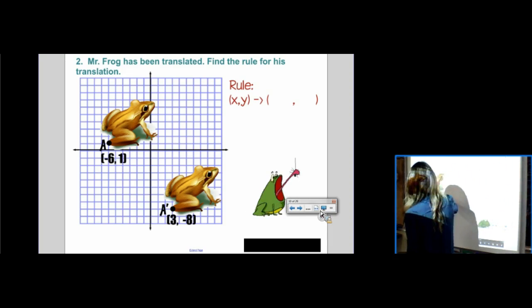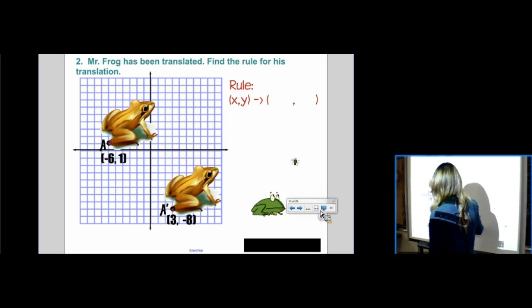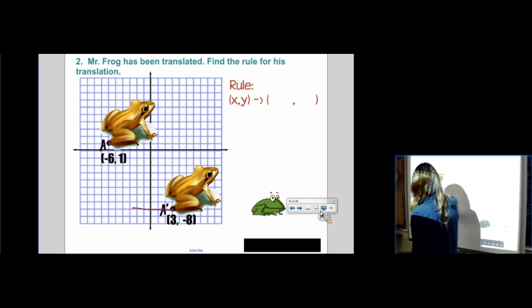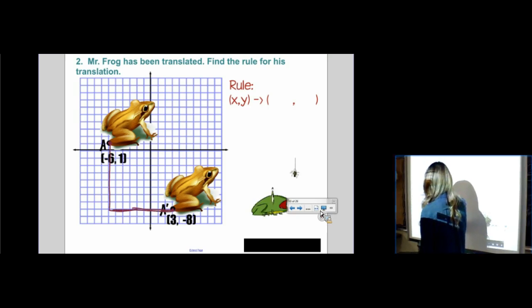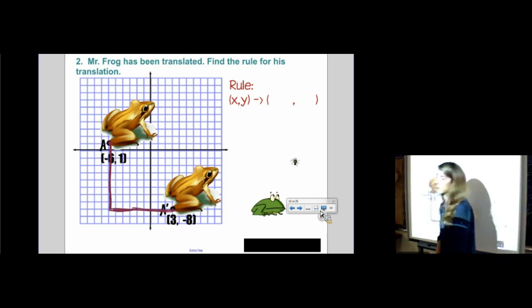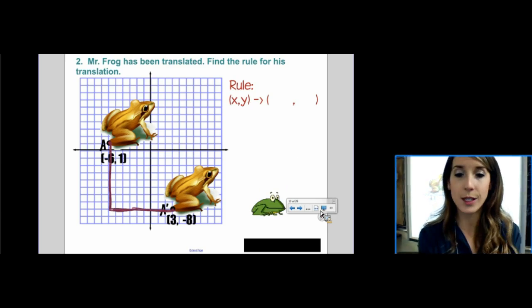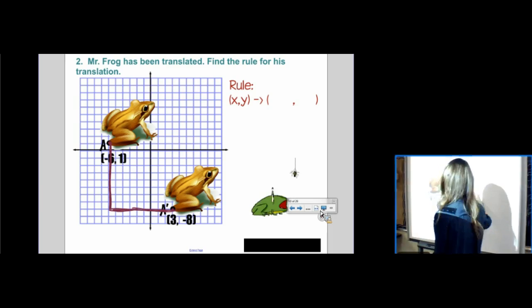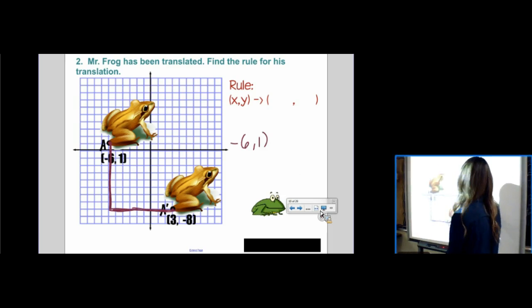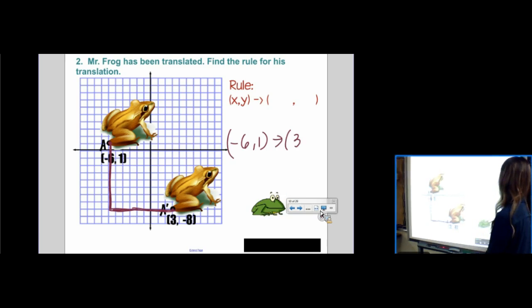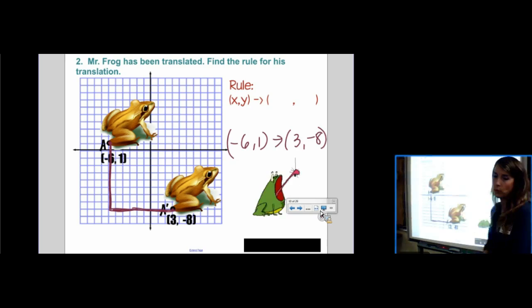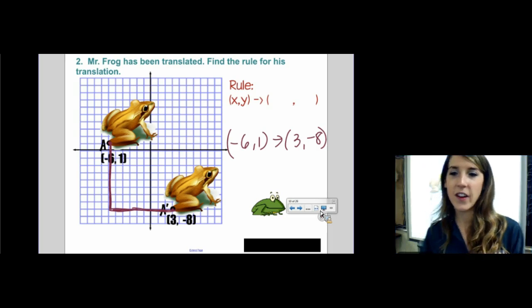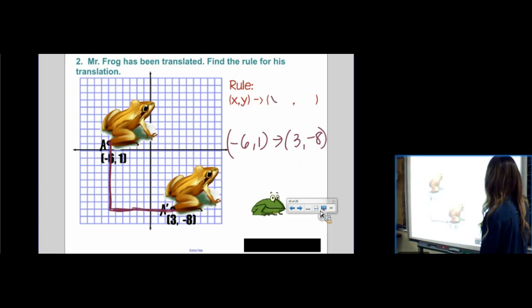We want to know what was the path taken? How did A get to A prime? What was the path taken and how far was it? And we don't need to use the screen. You don't have to count the boxes. You can use the coordinates to help you. -6, 1 became 3, -8. You need to write a rule about that. Very good. So our rule is x plus 9, y minus 9.